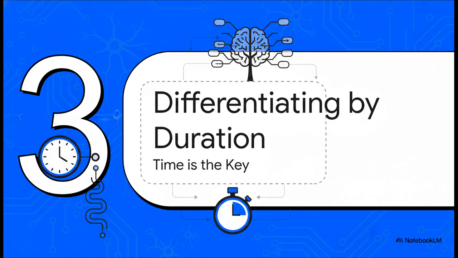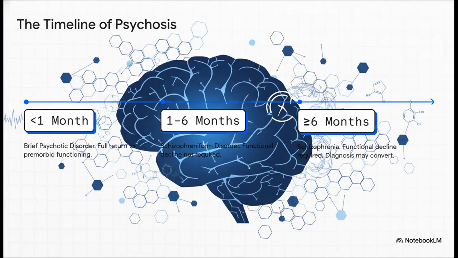Now let's go back to our decision tree and grab that first sorting tool, time. When it comes to the core psychotic disorders, duration is truly the key. And this timeline just makes it crystal clear. If the psychotic symptoms last for less than a month, and the person returns completely to their previous level of functioning, you're looking at brief psychotic disorder. If it's between 1 and 6 months, it's schizophreniform disorder. And as soon as you cross that 6-month mark, the diagnosis becomes schizophrenia. It's a clean, clear progression based purely on time.